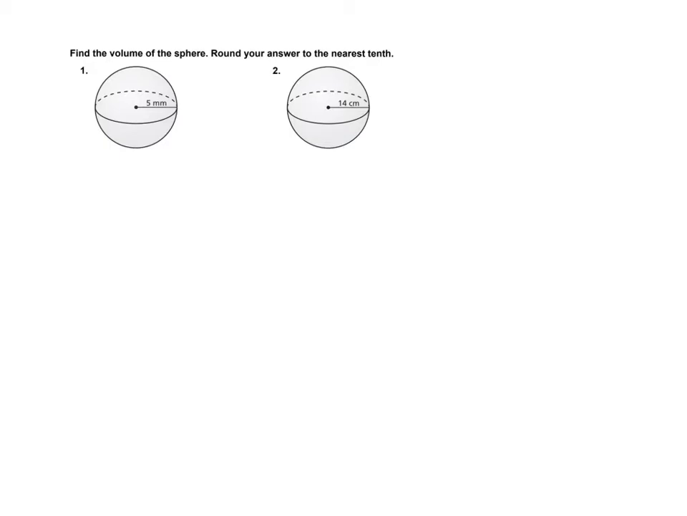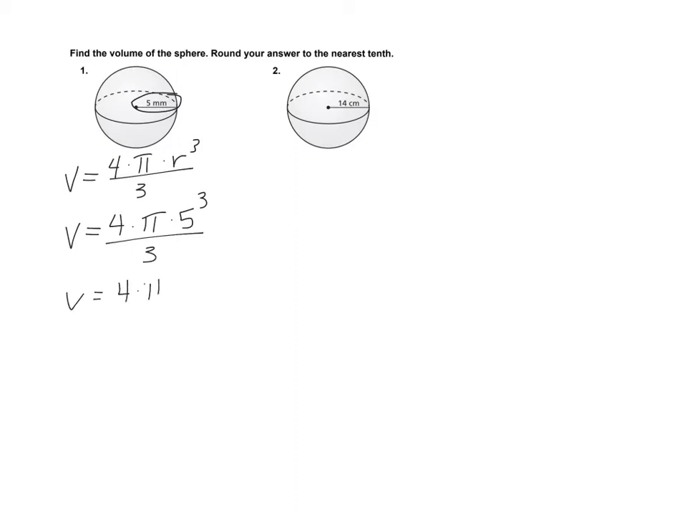Now, the formula we're going to use for the volume of a sphere is volume is equal to 4 times pi times radius cubed, whole thing divided by 3. So if you look at number 1, the radius is 5. So I'm going to plug that in for the radius. So I've got 4 times pi times 5 to the third, whole thing divided by 3.